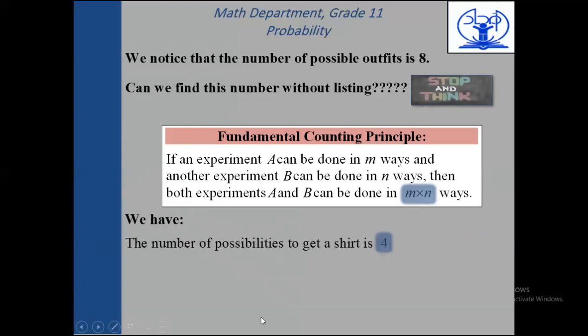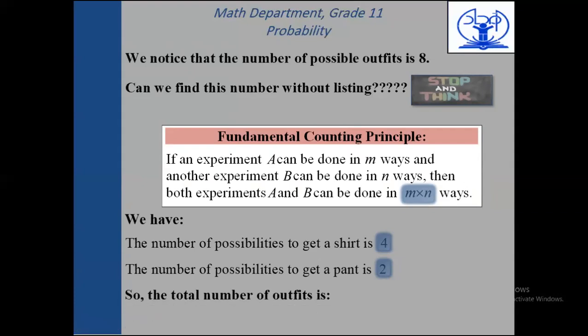So we can say in the previous activity that the number of possibilities to get a shirt is 4, and the number of possibilities to get a pant is 2, and the outfit in this activity consists of a shirt and a pant, and consequently, if you want to know the total number of outfits, you simply multiply 4 times 2, and this will be 8, as we have seen in the tree diagram.